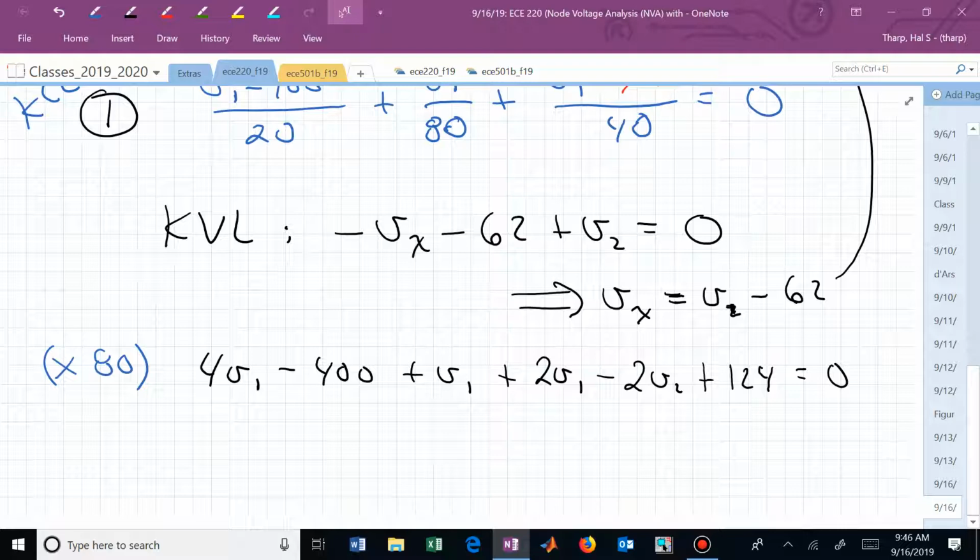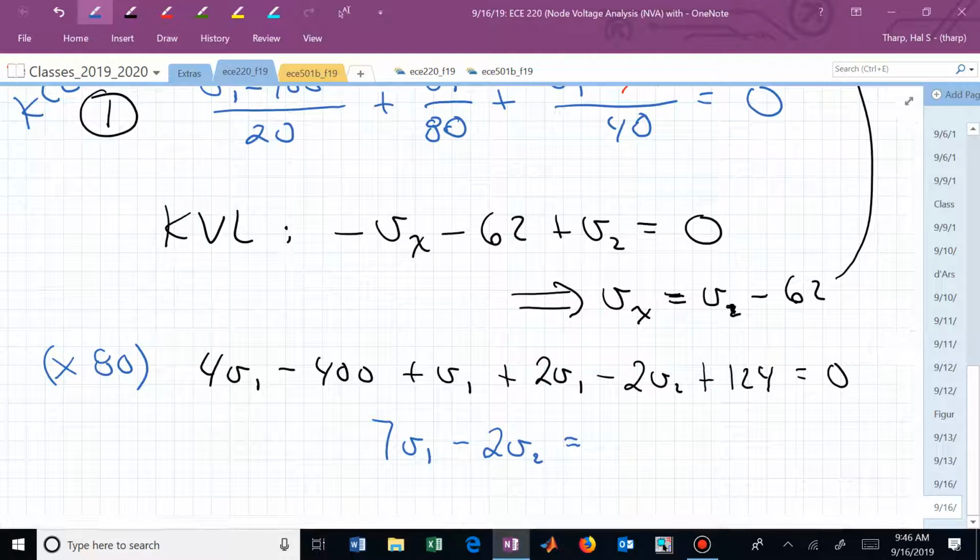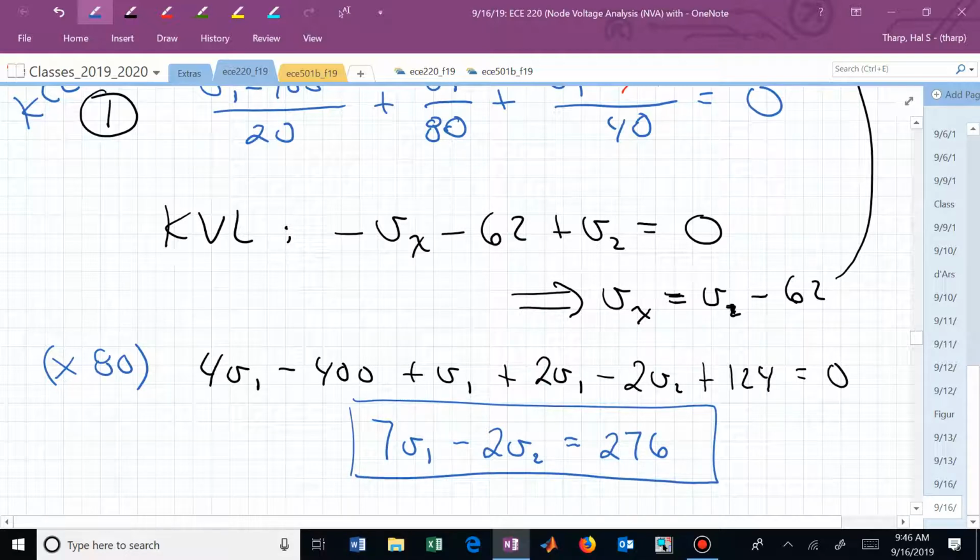I can collect all of those common terms. I have a 4V1, another one, and 2. That's 7V1 minus 2V2 equal 400 minus 124. So if it was 125, I would know I have 275. So I'm a little bit bigger than that. I'm now at 276. So there's my first equation in two unknowns, from writing a KCL equation and the constraint equation connecting that source that was between my two essential nodes.